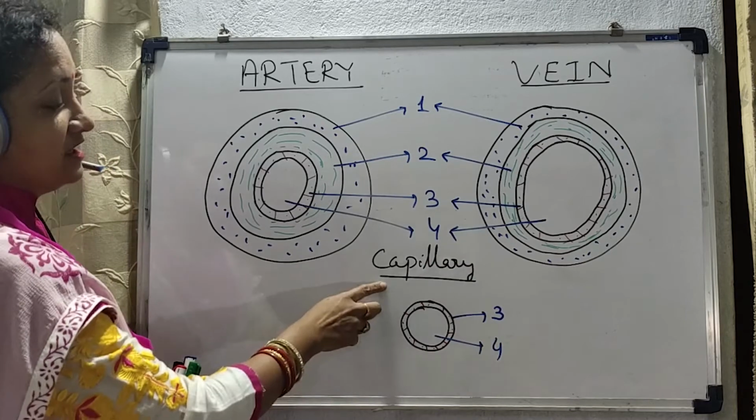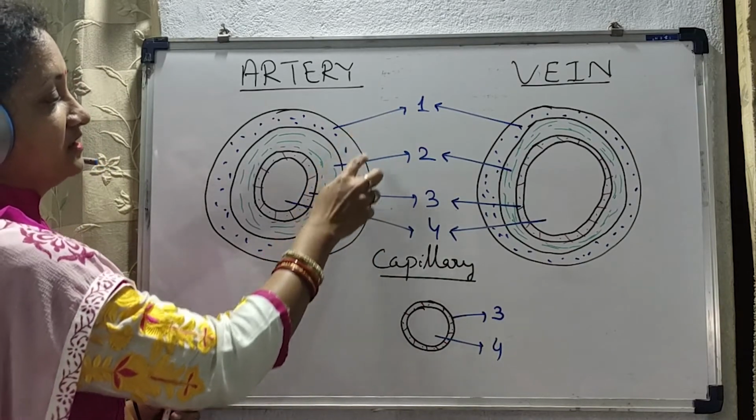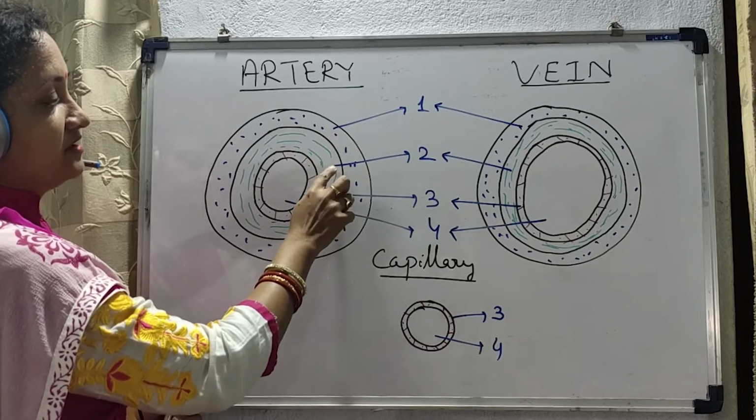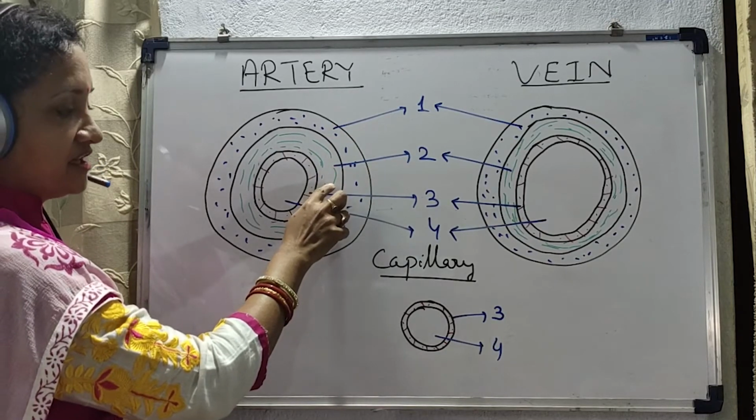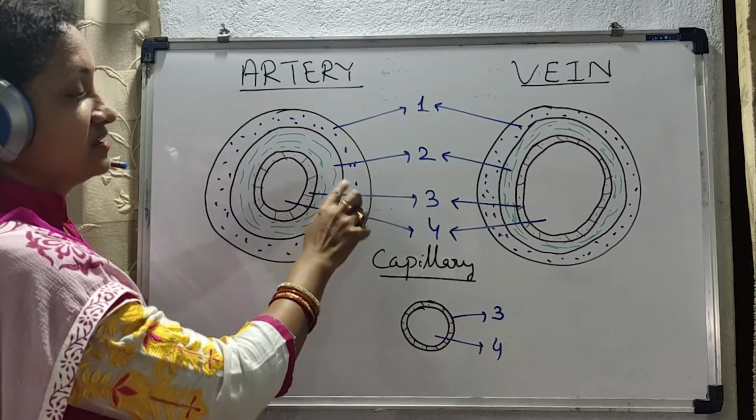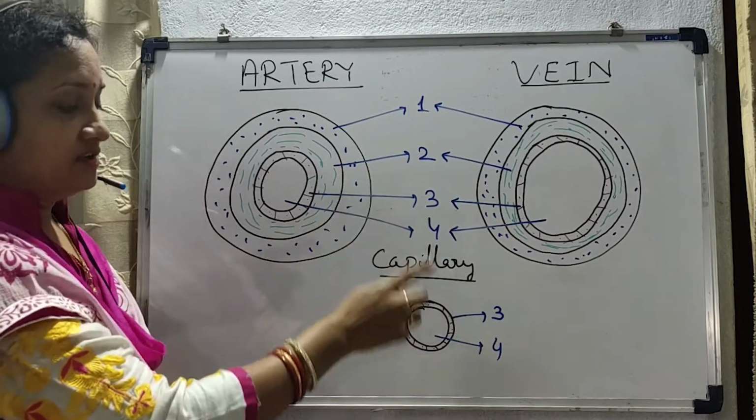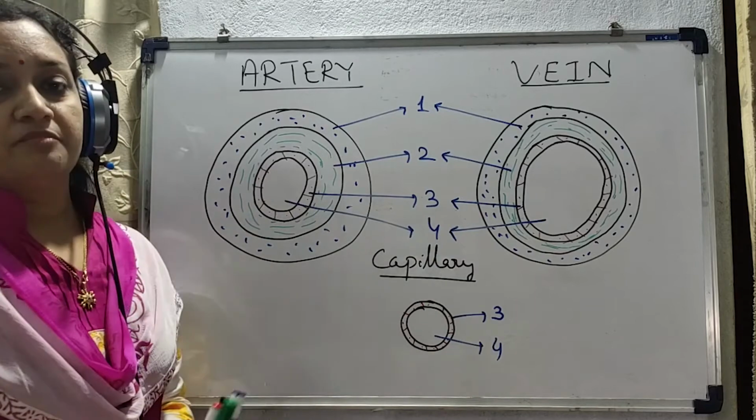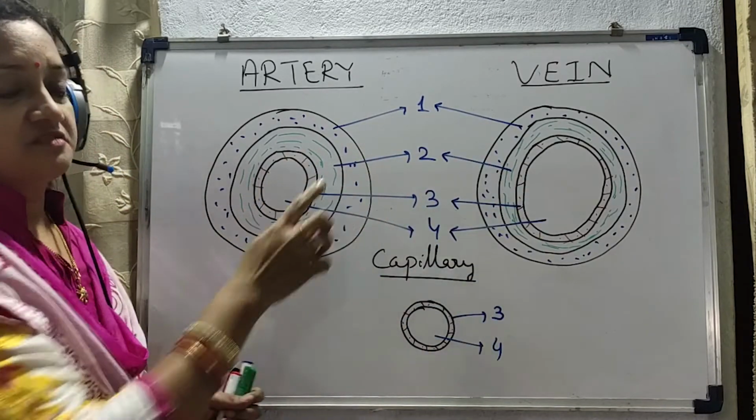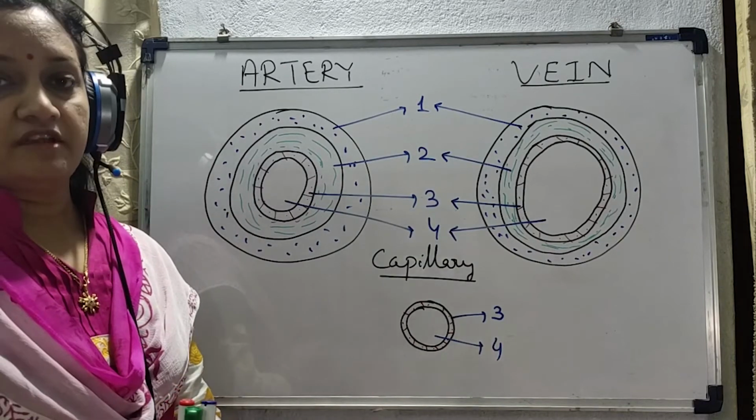And the capillary lacks layers 1 and 2. So tunica externa is absent, and the middle layer, tunica media, is also absent in the case of capillaries, whereas the innermost layer, called tunica interna or intima, is the only one present in the capillary. And the hollow cavity is present in all three blood vessels because blood flows through these hollow cavities.